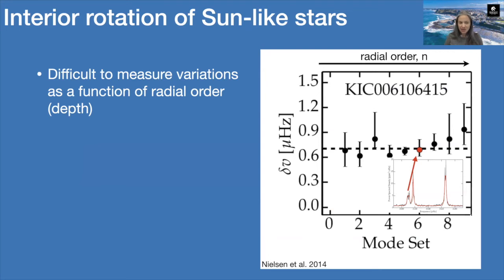But it's difficult to measure this as a function of radial order. What I'm showing on the right here is this rotational splitting measured for different mode sets. The mode set you just saw is shown in red. Higher frequencies are to the right and lower frequencies are to the left. So we're roughly getting a representation of radial order here, but there's not really a strong difference. So this poses a problem. To be able to really constrain this, we need to reduce the noise estimates on our rotation measurements.